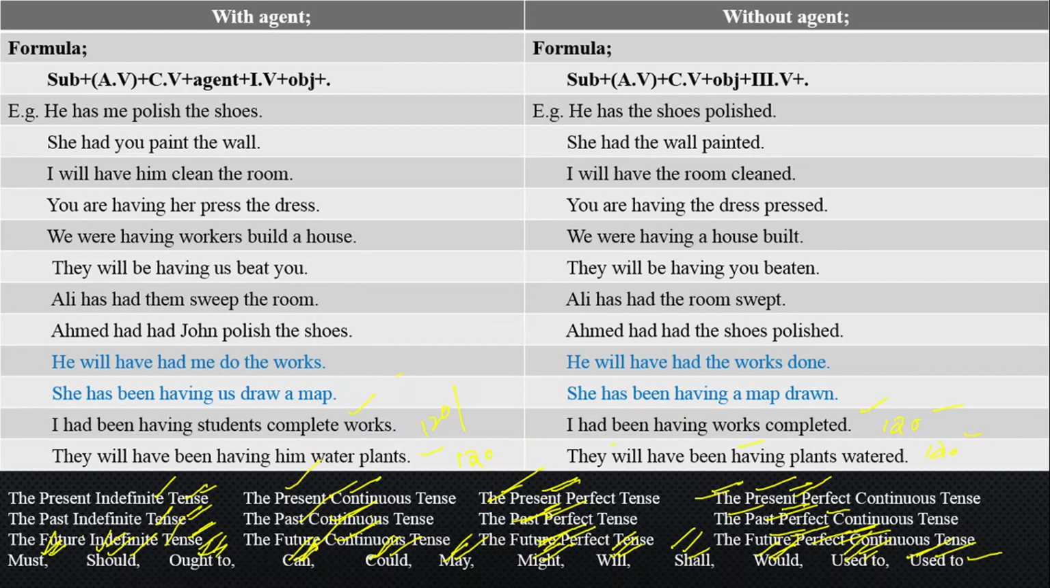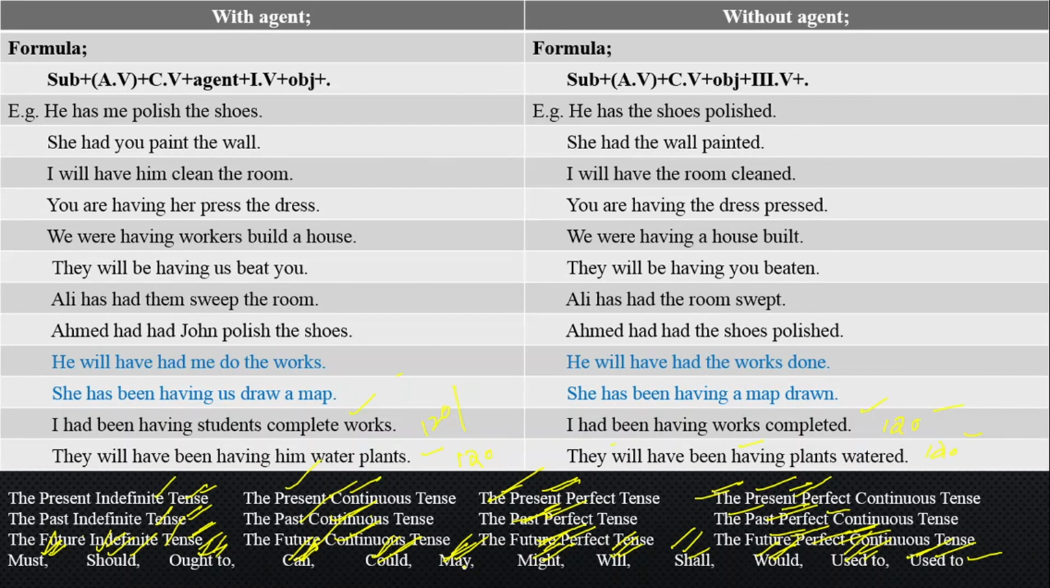They could have the plants watered, they could not have the plants watered. Could they have the plants watered, could they not have the plants watered? Couldn't they have the plants watered? They may have the plants watered, they may not have the plants watered. May they have the plants watered, may they not have the plants watered?